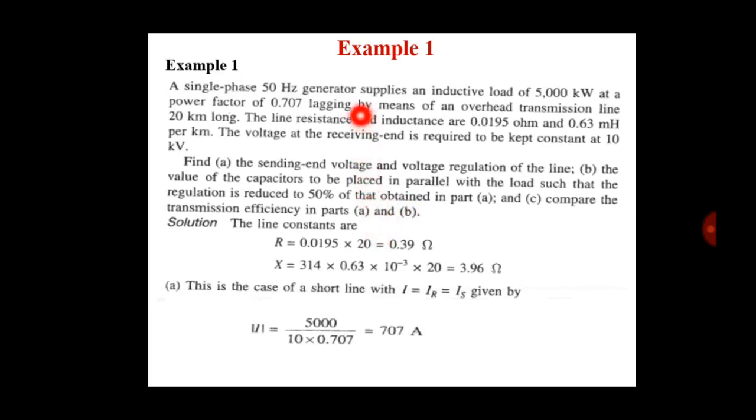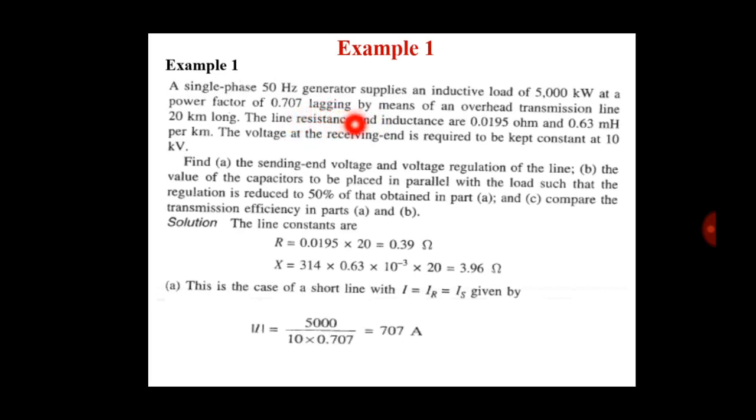Okay, what are the given values? Here one single phase generator supplies 50 Hz, 5000 kilowatt at a power factor of 0.707.